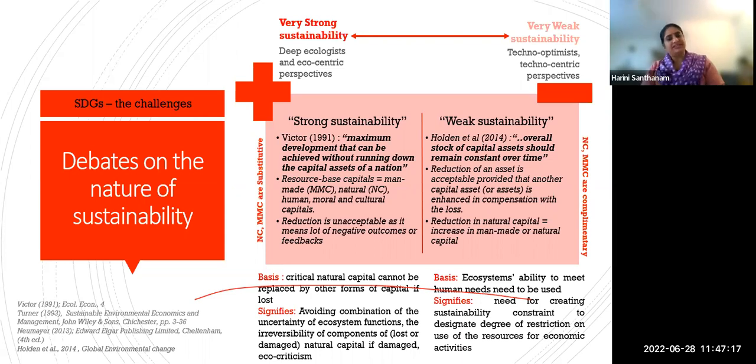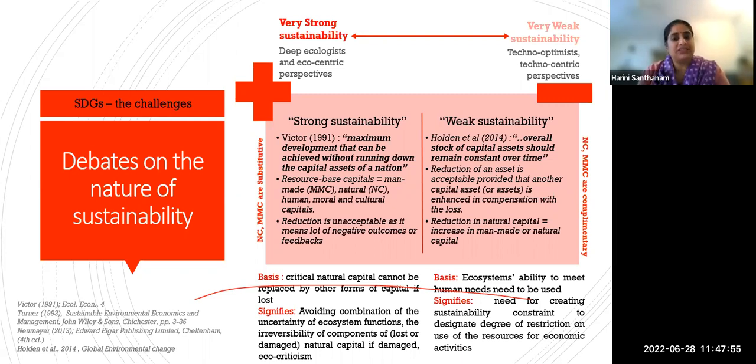So the resource base includes man-made capitals and natural capitals. And now we make a distinction between man-made and human. Humans ourselves are actually capital in the form of human resources, right? So, human capitals. Apart from this, there is also the definition of moral and cultural capitals, which help to safeguard the natural and man-made capitals. The combination of all this is defined as the capital assets of a nation. So whatever development we can achieve as a nation without running down or diluting any of these capital assets, that is the definition of sustainability.